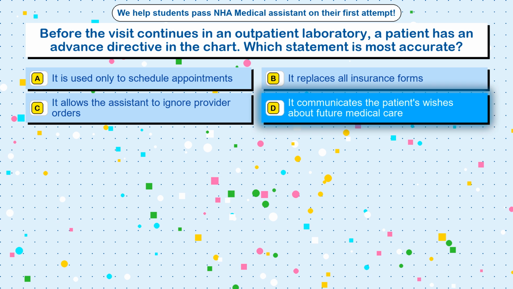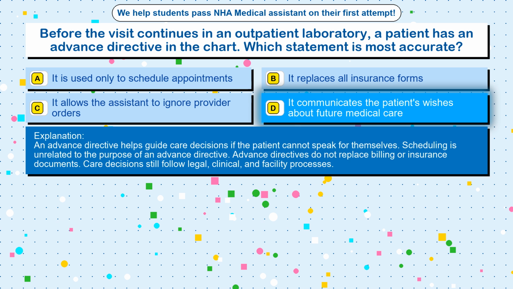It communicates the patient's wishes about future medical care. An advance directive helps guide care decisions if the patient cannot speak for themselves. Scheduling is unrelated to the purpose of an advance directive. Advance directives do not replace billing or insurance documents. Care decisions still follow legal, clinical, and facility processes.